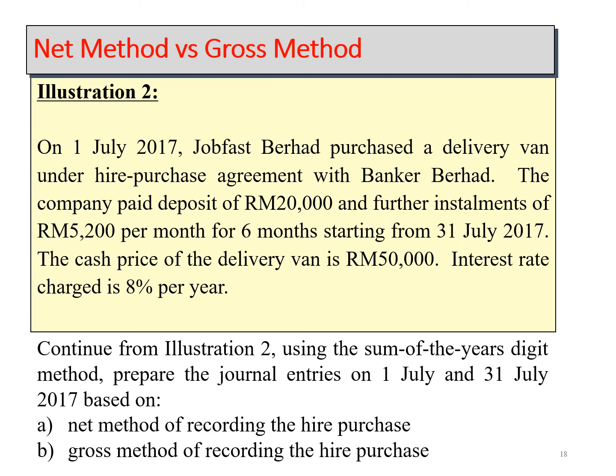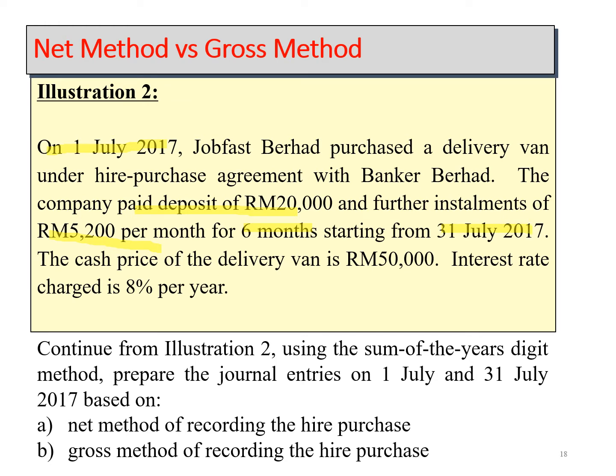So let's look at illustration 2. In illustration 2, the question states that on 1st July 2017, Jobfast Berhad purchased a delivery van under the hire purchase agreement with banker. So the company paid deposit of 20,000 and further installments of 5,200 per month for 6 months starting from 31st July 2017.